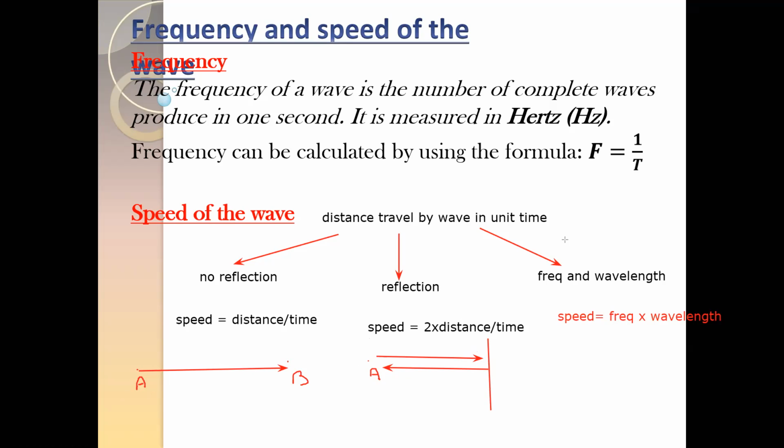So if there's a reflection, then the formula for the speed of the wave is speed equals 2 multiplied by distance, because it is going and coming back, divided by total time interval. And the last formula is for when the frequency and the wavelength are given. If I give you the wavelength as 2 meter and the frequency as 3 hertz, and you want to find the speed of the wave, how can you find it? Multiply frequency with the wavelength. So it will be 6 meter per second. The SI unit of speed is meter per second.